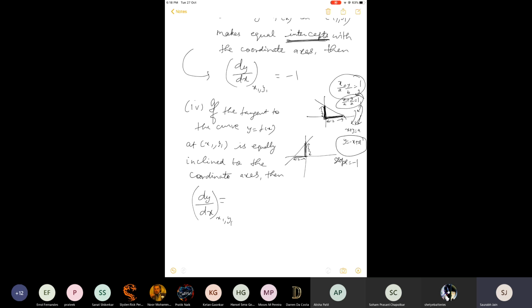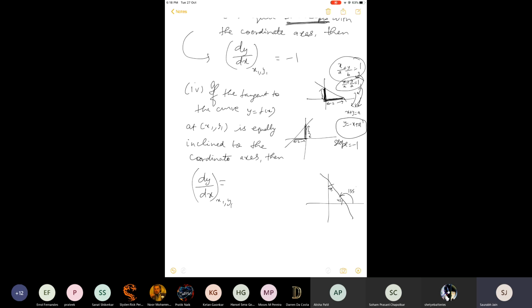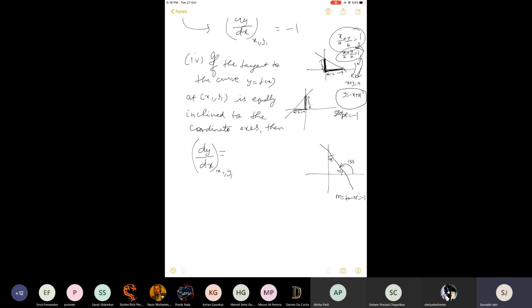What is the meaning of equally inclined? That means the line is making equal angle with the coordinate axis. Look here. I can consider this line, and equally inclined means it makes 45 degrees with the y-axis, 45 degrees with the x-axis. But in such case, listen carefully. This is the inclination of the line. Inclination is always taken from the positive direction of the x-axis in the anti-clockwise sense. So what is your slope in such case? If the line is like this, what will be the slope? Minus 1. So it looks like dy by dx will be minus 1.